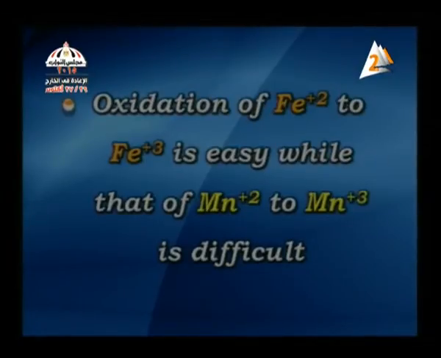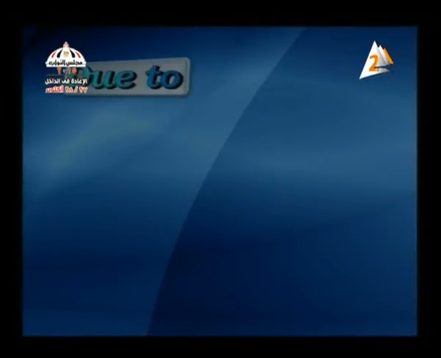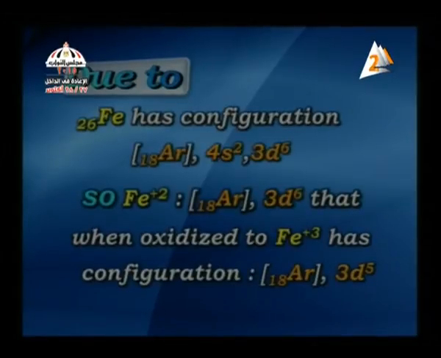Next point, the oxidation of iron +2 to iron +3 is easy, while that of manganese +2 to manganese +3 is difficult. The reason for that is iron has configuration [Ar] 4s2 3d6, so iron +2 has [Ar] 3d6, that when oxidized to iron +3 has a configuration [Ar] 3d5.